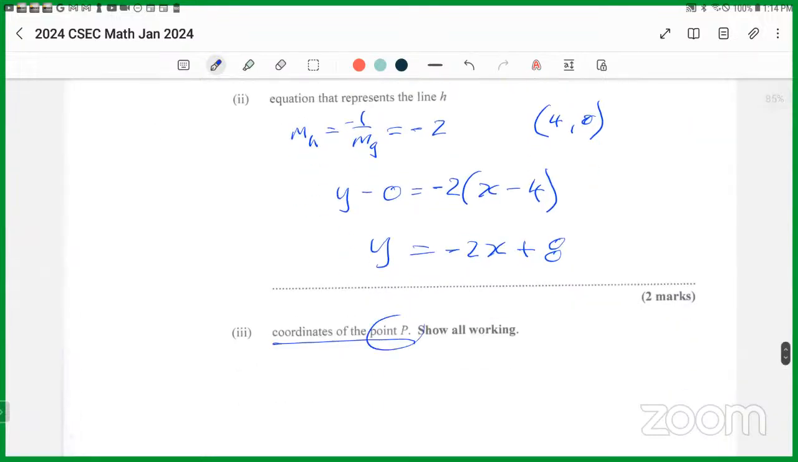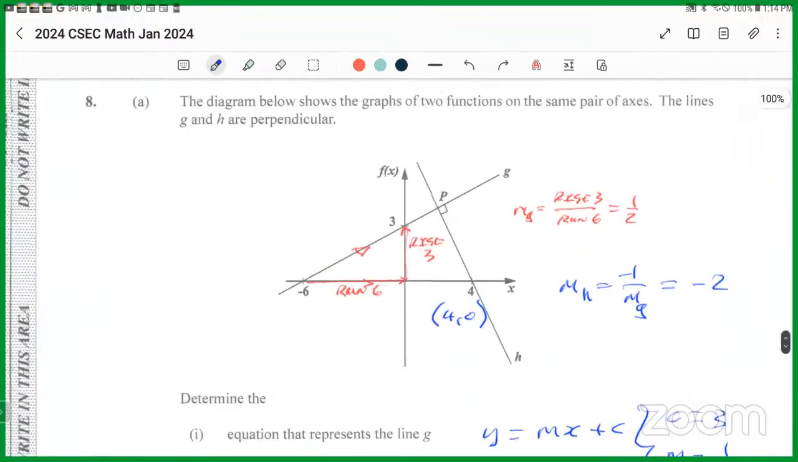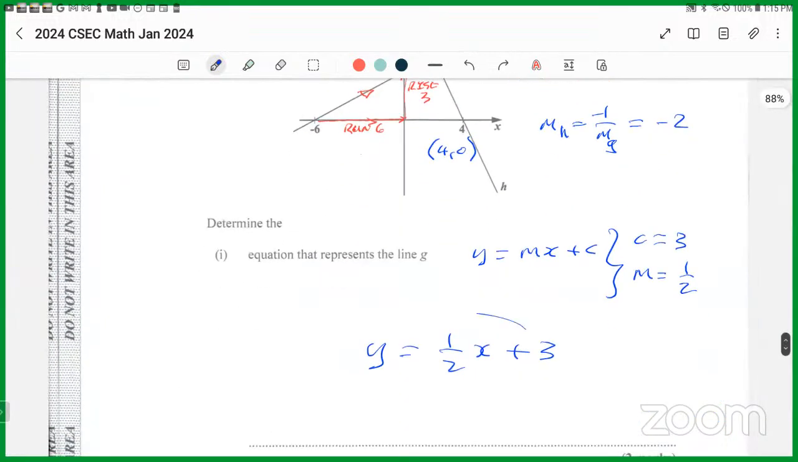Next part says: calculate the coordinates of point P. Show all working. P is the point of intersection of the two lines. They want us to show working and calculate, so they don't want us to count off and stuff. So basically we are solving these two equations simultaneously: the half x plus 3 and the other one that we just got.